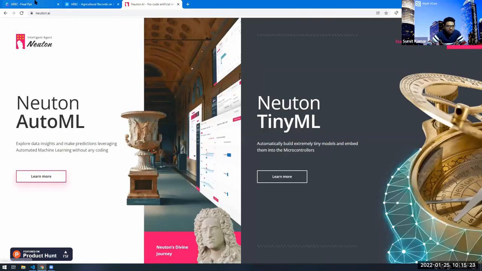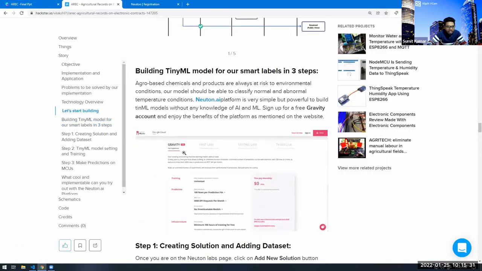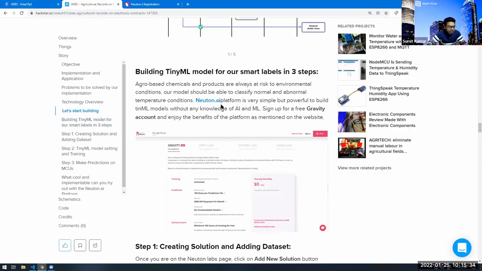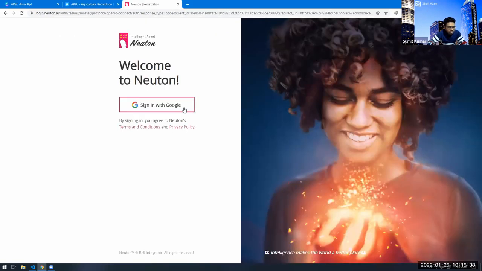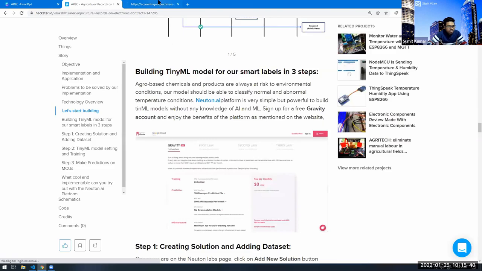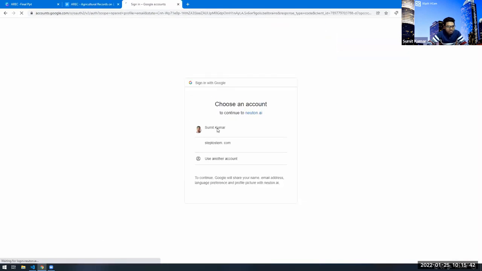So just a quick demo. I'm going to show you how easy it is to get started with it. First of all, you need to have an account, and thankfully the Newton AI platform is giving you the Gravity plan that is free of cost for all, and make sure you try it out because it's something cool.